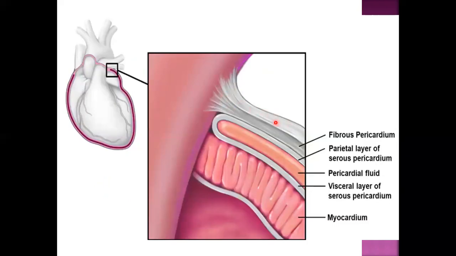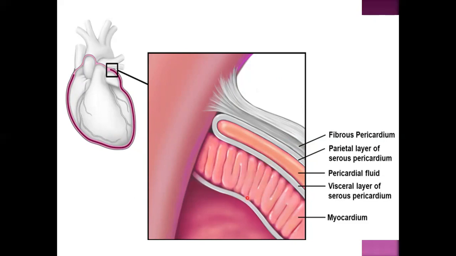This is the fibrous pericardium, while this is the outer layer of the serous pericardium, the parietal layer of serous pericardium. The parietal layer of serous pericardium, when it reaches the root of the blood vessel, reflects back and continues as the visceral layer of serous pericardium. The parietal layer of serous pericardium lines the fibrous pericardium, while the visceral layer of serous pericardium lines the wall of the heart.